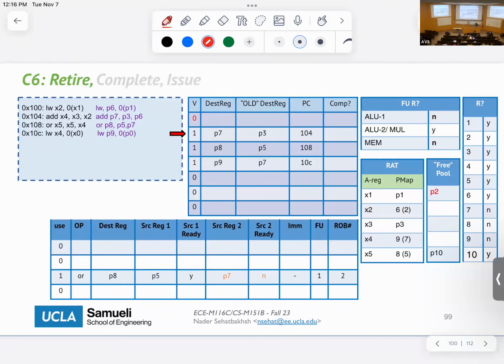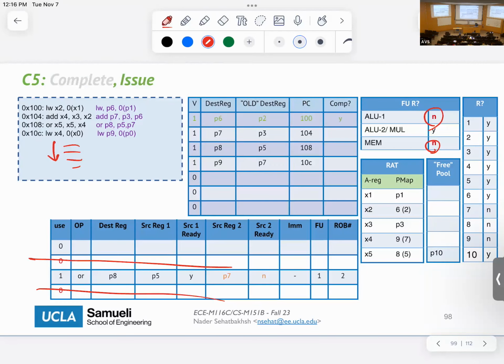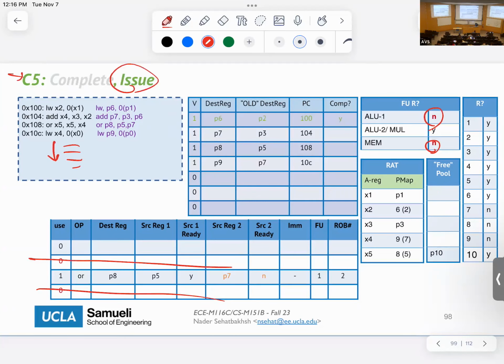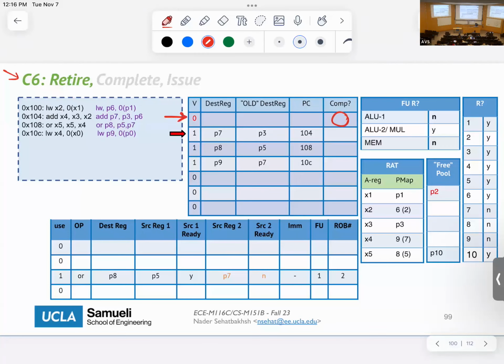So now we go to cycle 6. We were at cycle 5, and we'll be done with the issue. There's nothing else to do. We go to cycle 6, and the first thing that we need to do is retiring the instruction, checking whether there is a retire. Remember the criteria for retiring was that the instruction has to be completed and has to be at the head of the ROB. In this case, the previous instruction was at the head of ROB and the complete was yes.